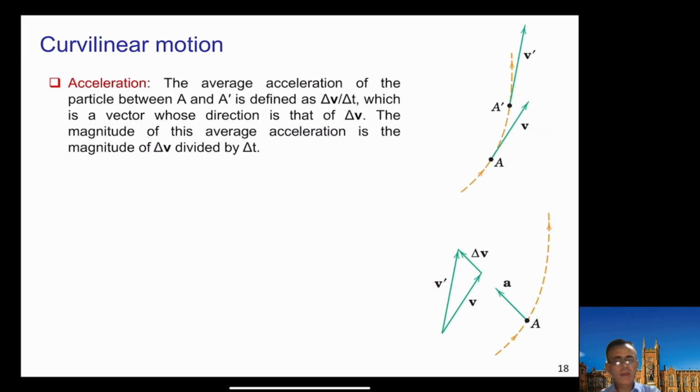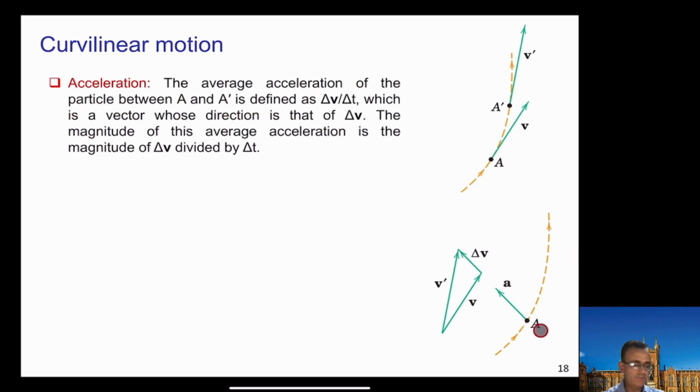Okay, now we can talk about the acceleration. The definition of acceleration for the curvilinear motion is exactly the same as the definition of the acceleration for the rectilinear motion. So first you define the average acceleration here, the average acceleration of a particle between A and A dash.